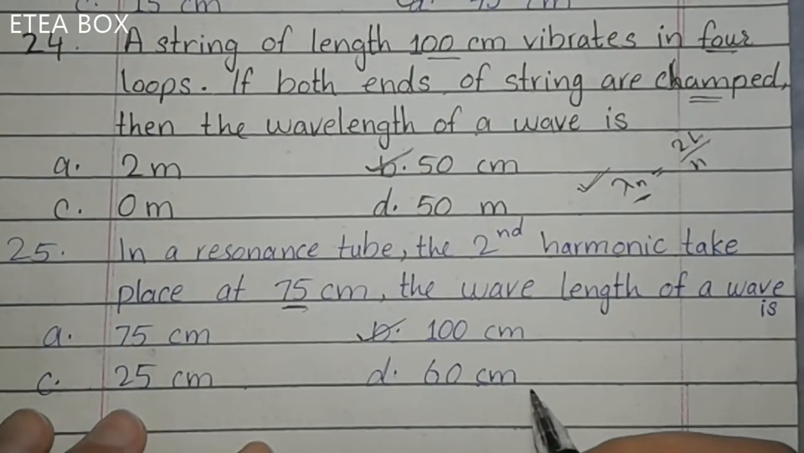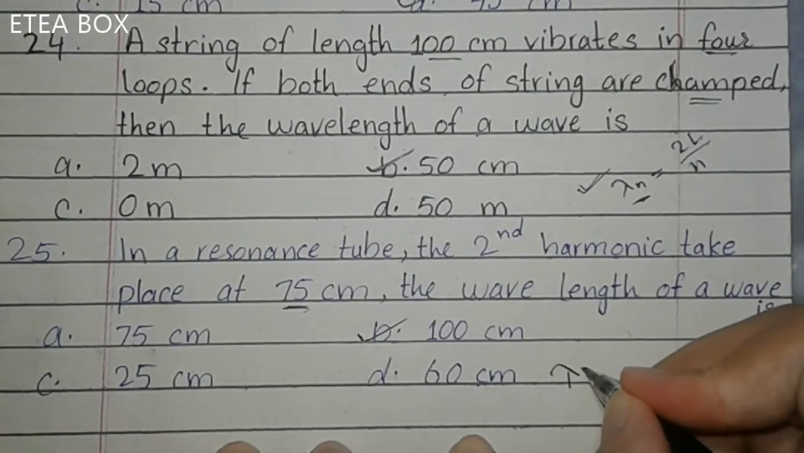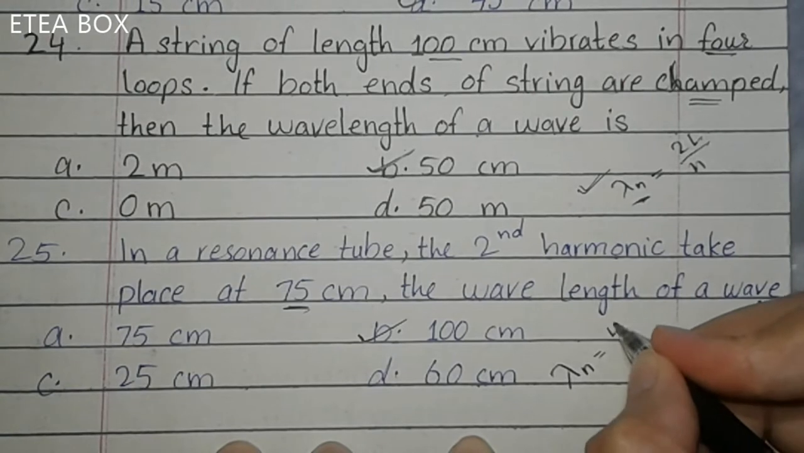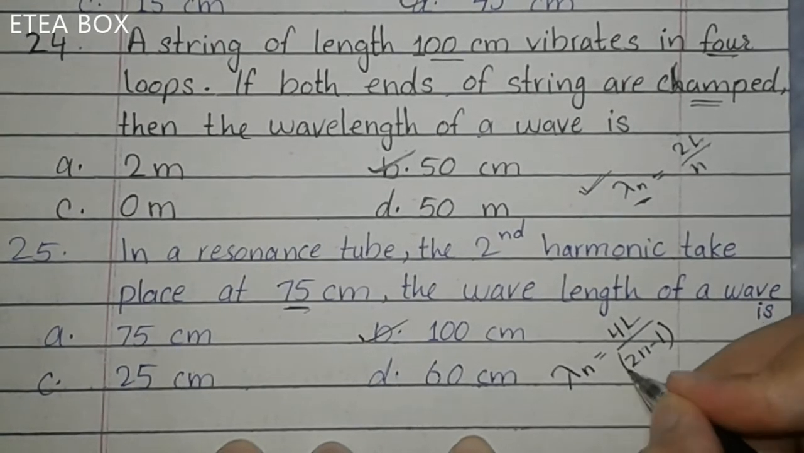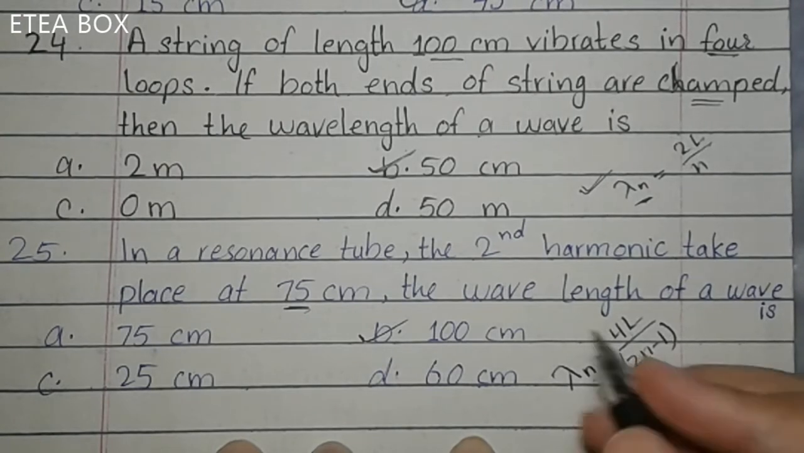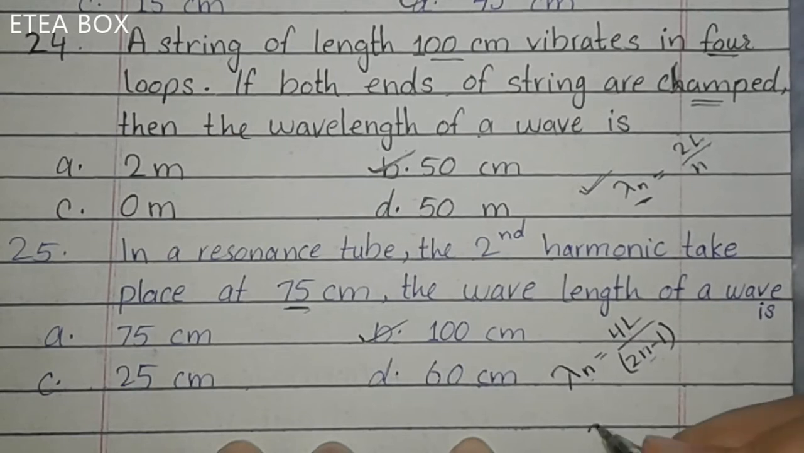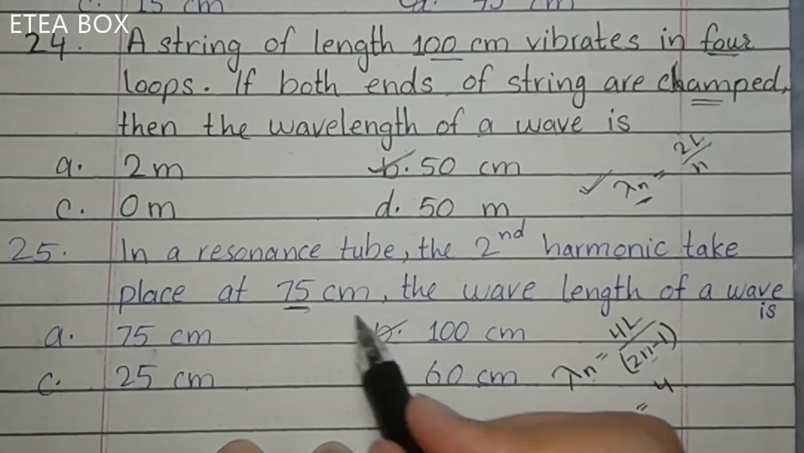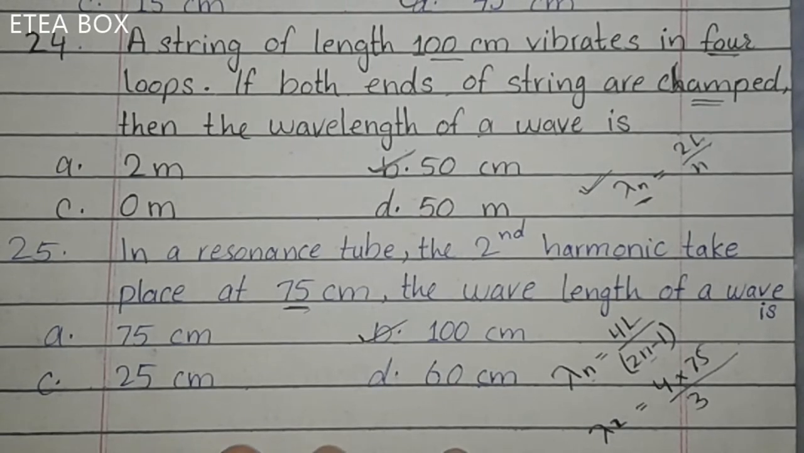The short formula for closed organ pipe is lambda n is equal to 4L divided by 2n minus 1. Okay, this is the short formula. In place of n, put second, 2. Put 2, and here also put 2. You will get lambda 2 is equal to 4, and in place of length put 75. 2 2s are 4 minus 1 is 3. So you will get 100 centimeter. This one is the formula for closed organ pipe.